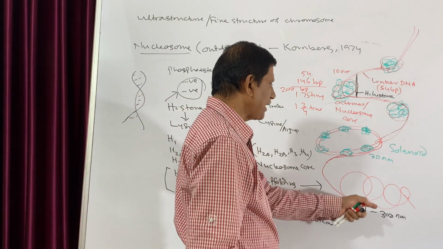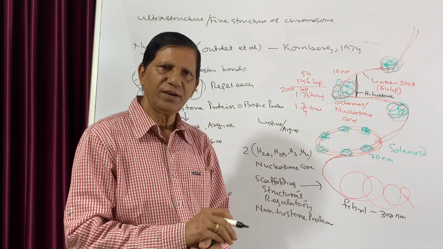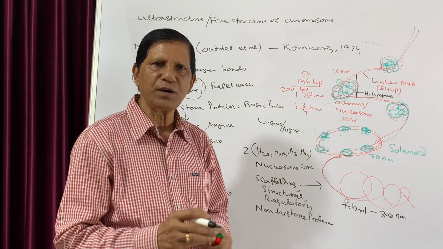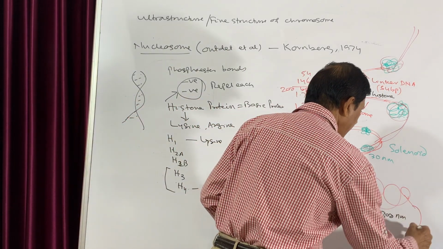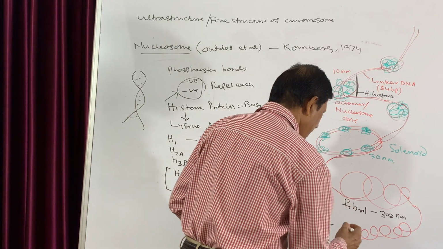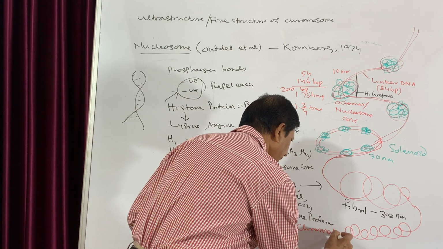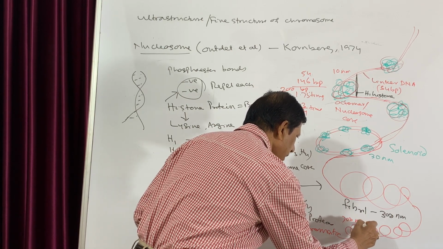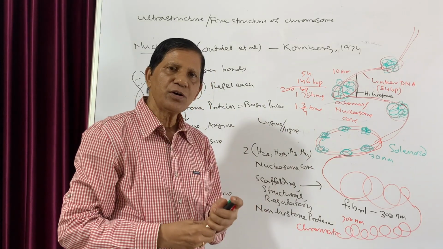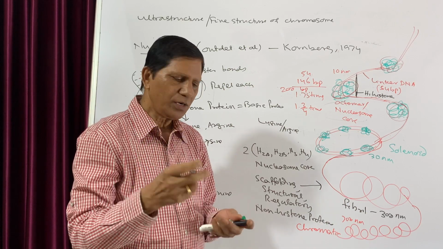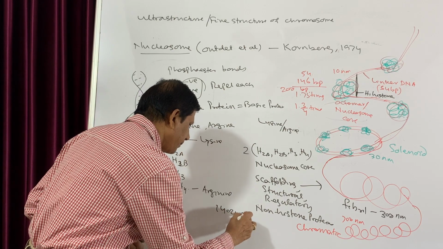So now these fibrils are of 300 nm. These fibrils will be further coiled to give rise to the chromatid, which is about 700 nm. So the width of the chromatid is 700 nm, and each chromosome has 2 chromatids. So the diameter of the chromosome will be around 1400 nm.